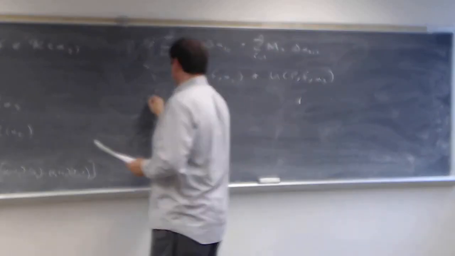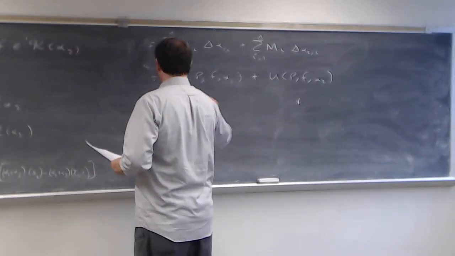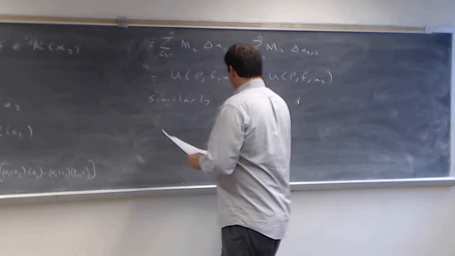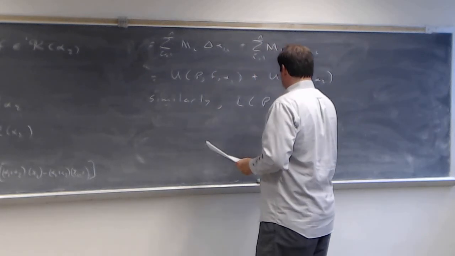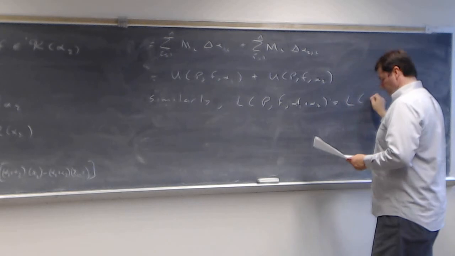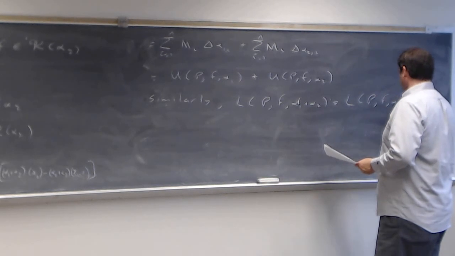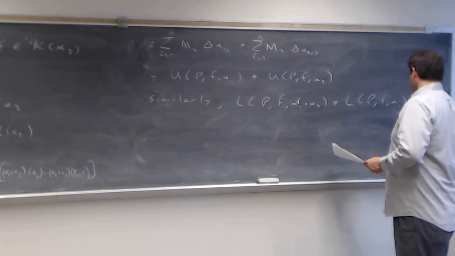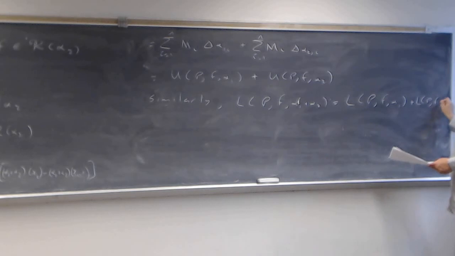Okay, similarly, same type of computation. We have the lower sum with any partition of alpha sub 1 plus alpha sub 2 will be equal to the lower sum any partition of alpha sub 1 plus lower sum any partition of alpha sub 2.